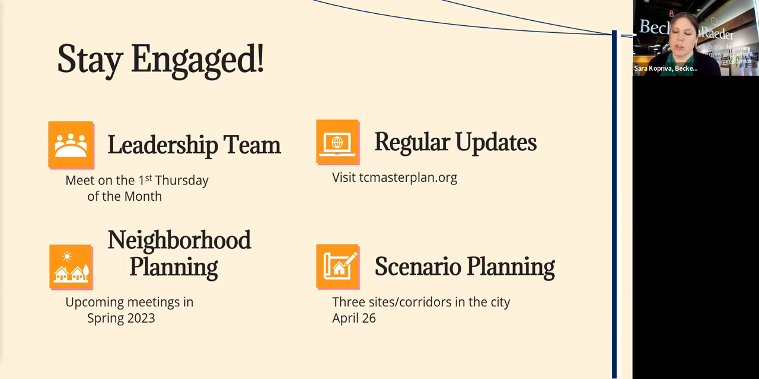In the springtime, we do have additional community engagement sessions coming up. We're doing some neighborhood planning. We're going to go out into the neighborhoods in the springtime, maybe April, to get some input on each of the neighborhoods. So stay tuned for when we'll be located near your neighborhood. And then we're also going to do some scenario planning. There are going to be three sites or corridors in the city on April 26th. We're going to take a deep dive into those areas and get some input from the community. The location and timing for that scenario planning is still to be determined. But if you sign up for the Traverse City updates at tcmasterplan.org, or through the e-newsletters on the city website, they will push those out through their Bay Brief weekly to let you know when those are happening.